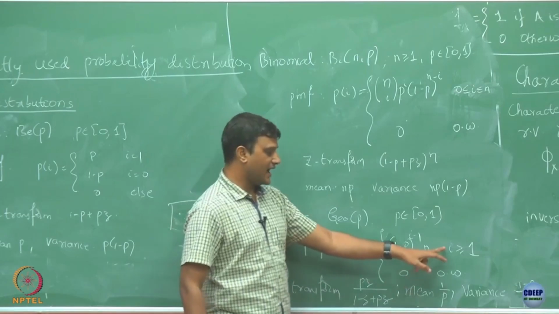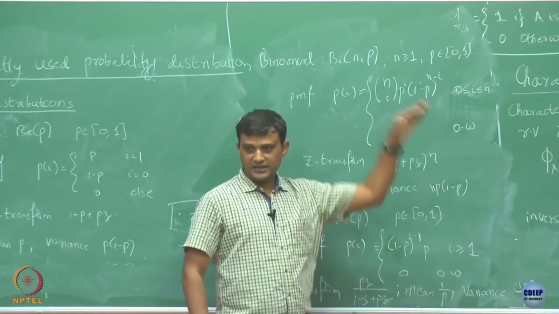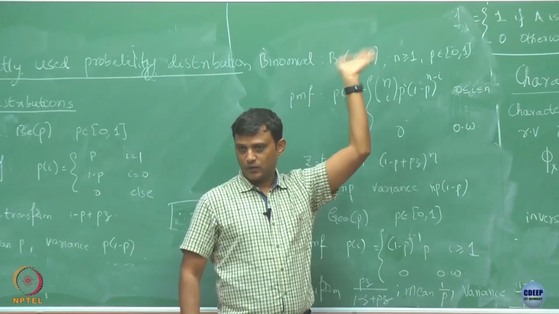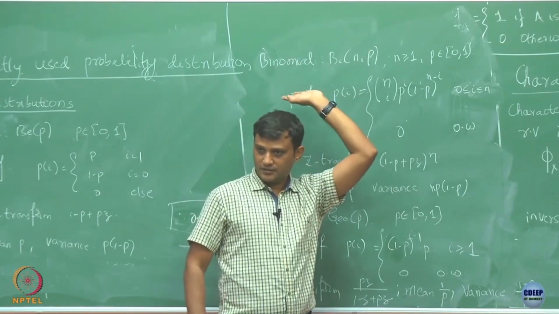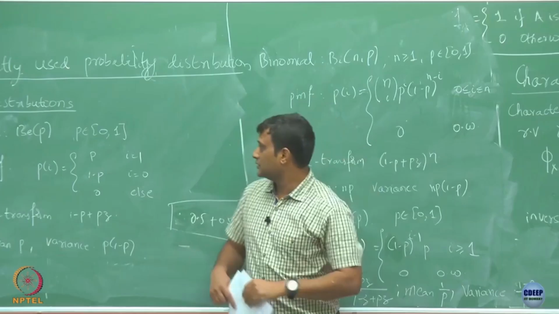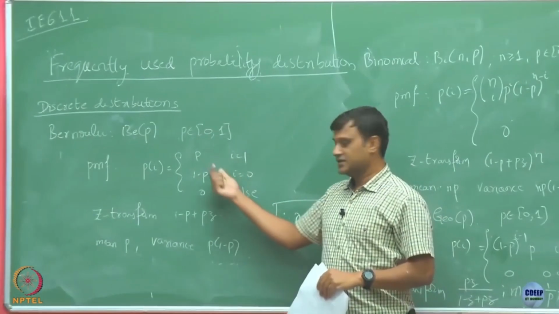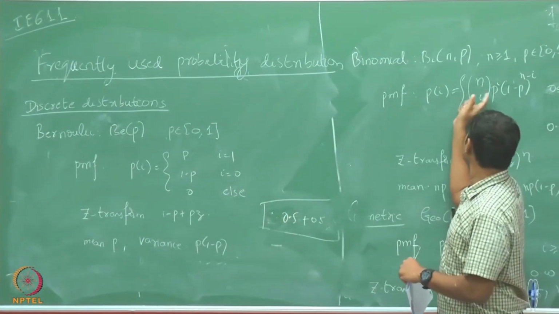And here I have written i to be greater than or equal to 1. So this can go on. It can take 1, 2, 3, all the way up to any value you like. Whereas the earlier ones are only restricted to 1, 0, and here it is only up to n, right?